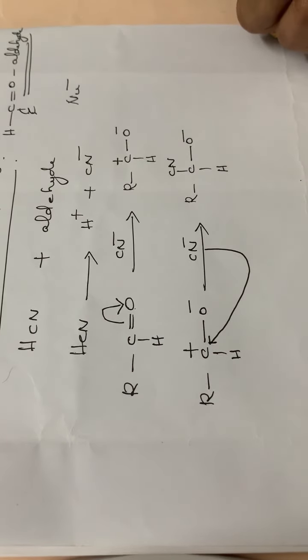So this is the addition of HCN to an aldehyde group. Here the nucleophile attacks this species first. So this is another application of the electromeric effect. Hope you understand this electromeric effect. It is very simple.